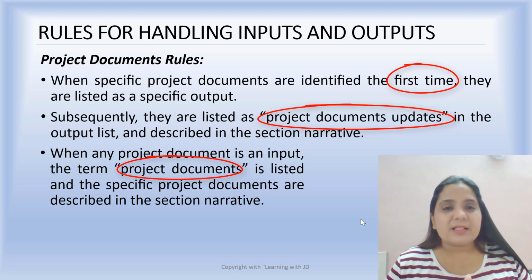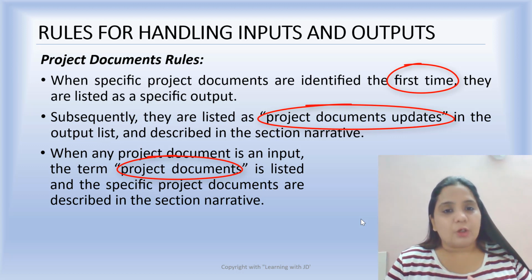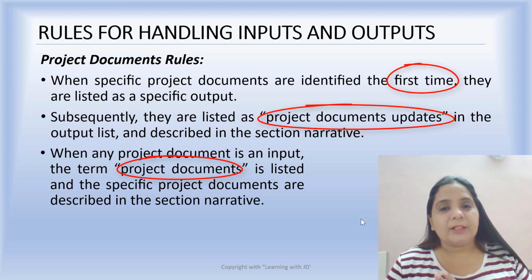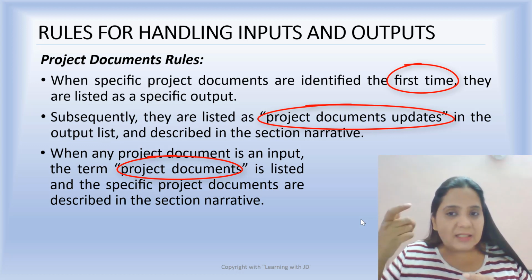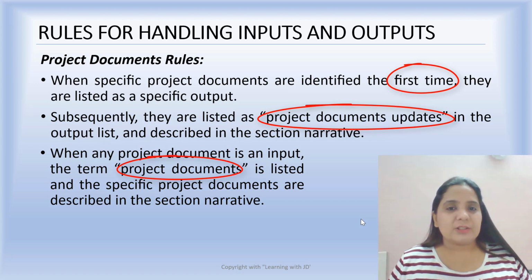Let me revise. There is a document which is created, say risk register. It identifies all the risks which you think may come for your project. You create that document. Now, the first time you create that document, the output is known as risk register. But whenever there is a change in the risk register, it will be known as project document update, because the risk register as an individual document, which is like a two-pager document, will be a part of the project document file.